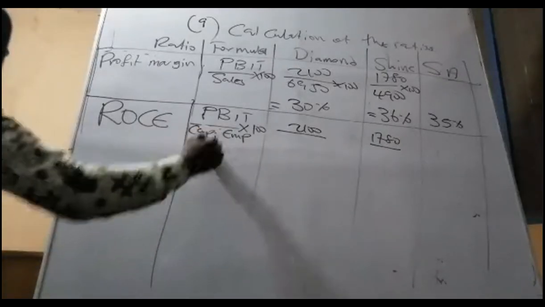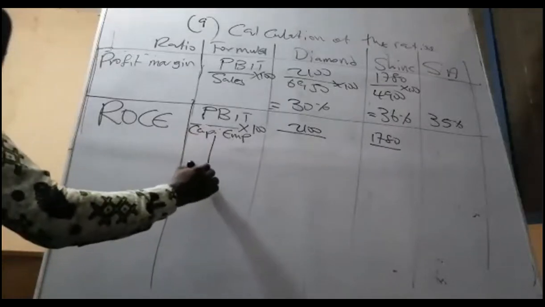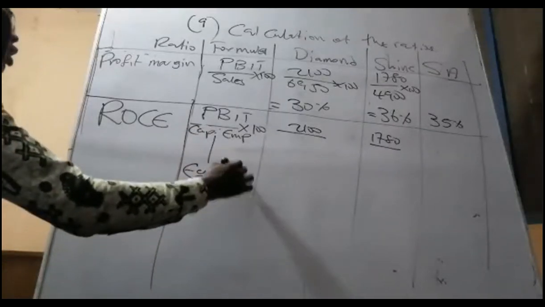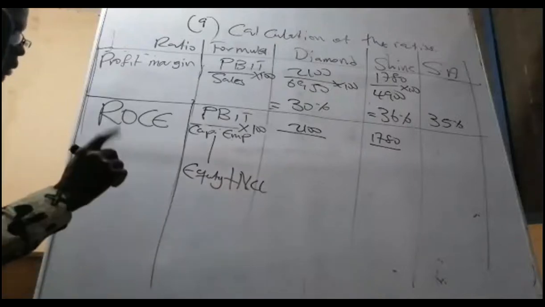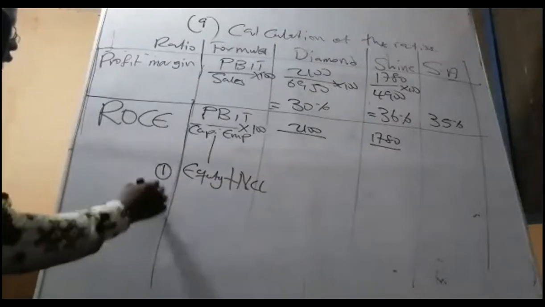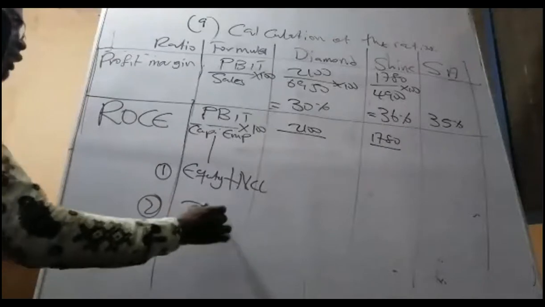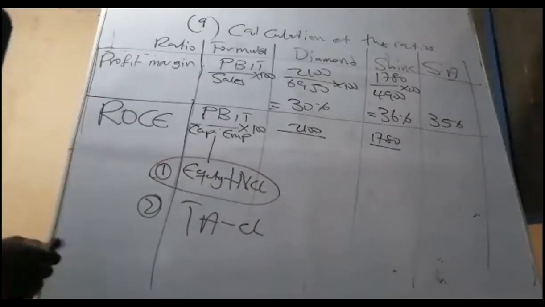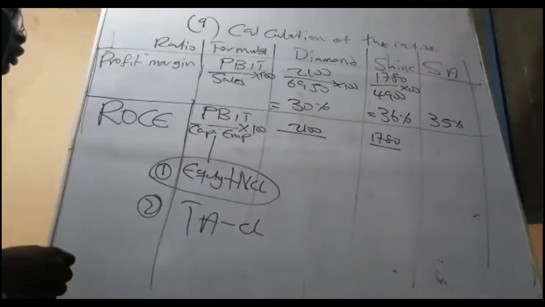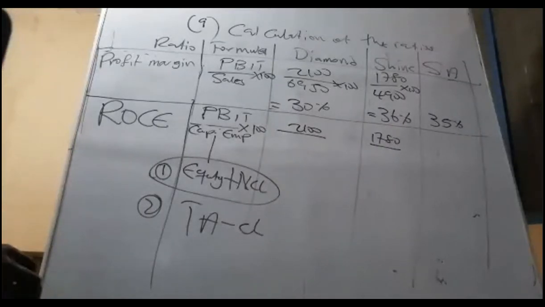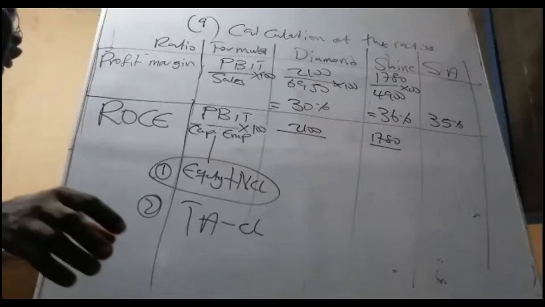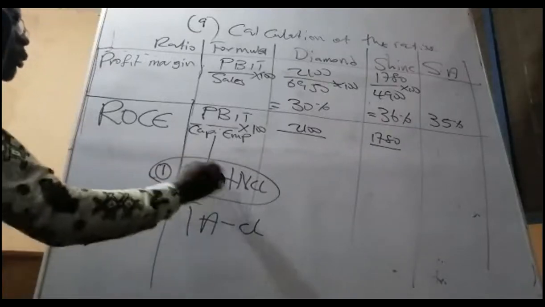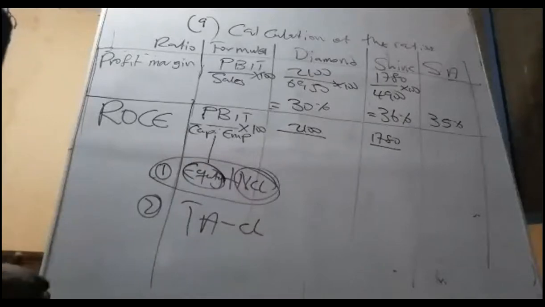How do you get capital employed? Two ways. Equity plus non-current liability. The second is the same as the net asset: total asset minus current liability. At this venture, I prefer the first one. I like equity plus non-current liability. Then you add that. So let's look for the equity. Total equity plus total non-current liability. That is all for capital that you have employed. So let's go to the question and pick them up.